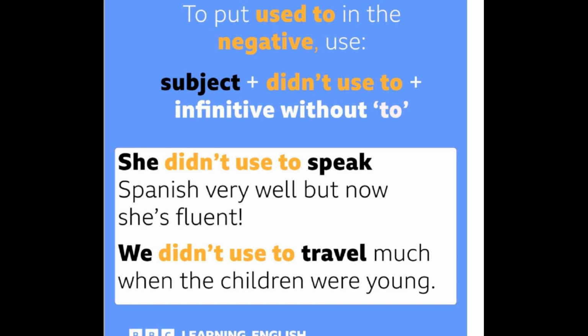Actually, to put the used to structure in a negative sentence, we need to use this structure: subject plus didn't plus used to plus infinitive, as before, without to. She didn't used to speak Spanish very well, but now she's fluent. We didn't used to travel much when the children were young.